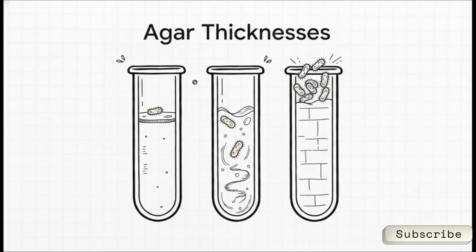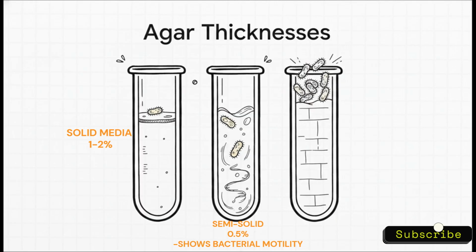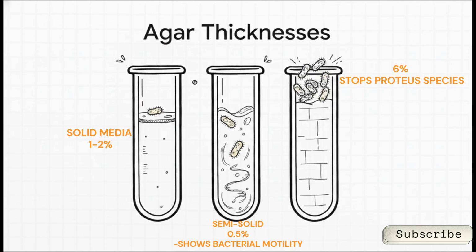And because agar is just that scaffolding, we can play with its thickness. Examiners absolutely love to test agar concentrations, so you need to lock these numbers in your memory right now. Your standard solid media uses a 1 to 2% agar concentration. But if you drop it down to 0.5%, you get a semi-solid medium. This is your go-to for demonstrating bacterial motility because it allows motile bugs to swim right through and make the whole thing hazy. On the flip side, if you crank it all the way up to 6%, it gets so stiff that it actually stops the swarming behavior of Proteus species dead in its tracks. Massive high-yield fact right there.